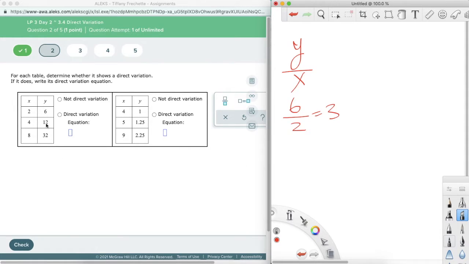The next one is 12 and 4. Well, 12 divided by 4 is 3. Those look the same so far. Don't stop yet. Make sure you check that third one.